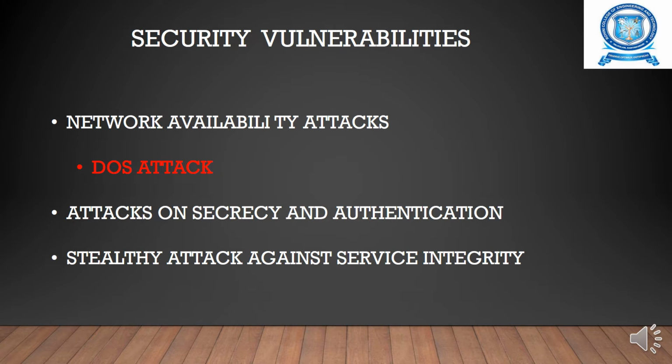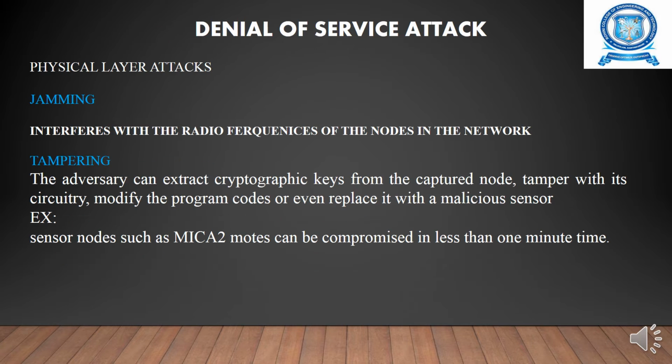So, what are the vulnerabilities? What are the security vulnerabilities in wireless sensor networks? The network availability attacks, DOS attack, which is denial of service attack, attacks on secrecy and authentication, stealthy attacks against service integrity. So, denial of service attack happens in the physical layer attacks. So, what are the physical layer attacks? Jamming and tampering.